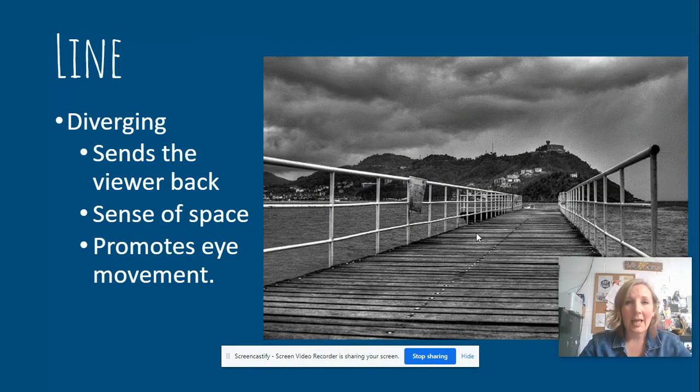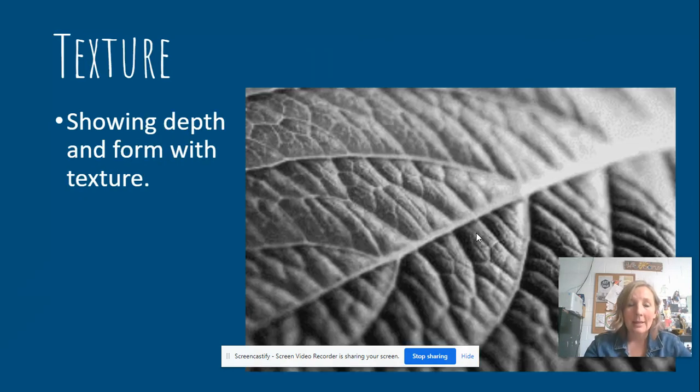The other thing about diverging lines is that they promote eye movement. You know, your eye can't stand still in a picture where there are diverging lines. It just naturally follows the road back.